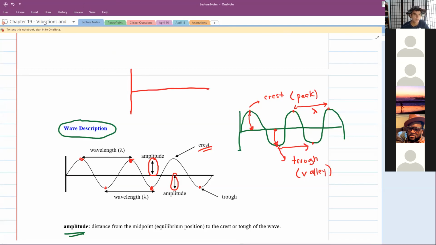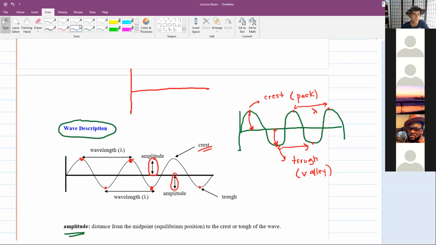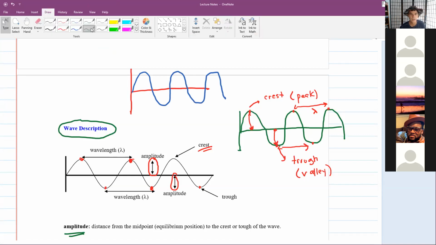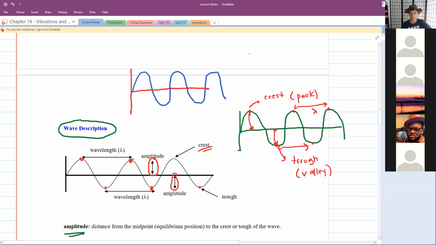So let me draw this one more time with different colors, blue. There's really three different ways of thinking about the wavelength. One, it's the length for one complete wave. And one complete wave is when the wave goes to the highest point, back down to where it starts. So this right here is one wavelength. This is one complete wave, something like that.